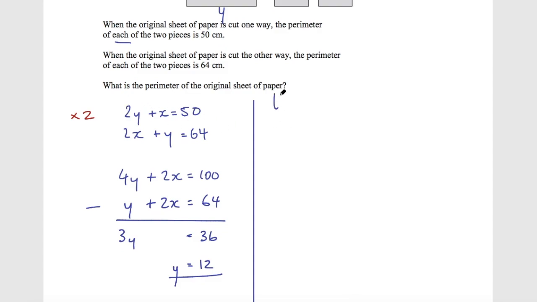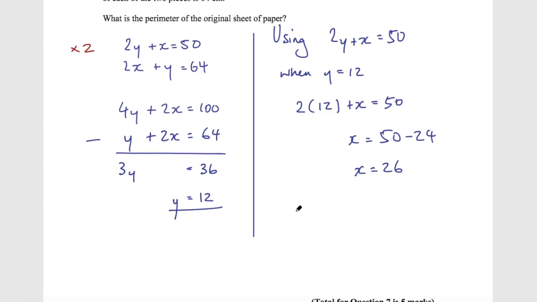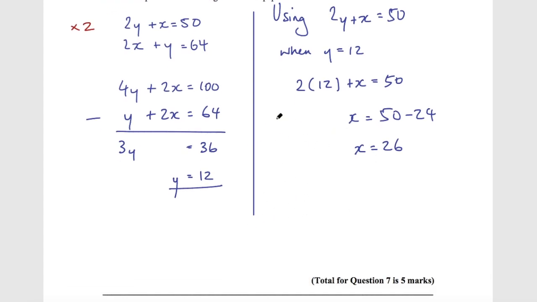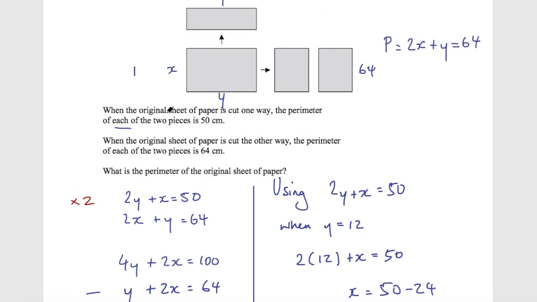And I'll just pick this one, so I can say using 2y plus x equals 50, when y equals 12, 2 lots of 12 plus x equals 50. So therefore x equals 50 minus 24, so x will equal 26. Alright, so now I know on my original sheet of paper the dimensions. X was 26 and y was 12.